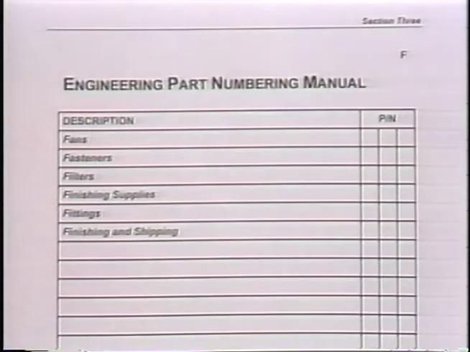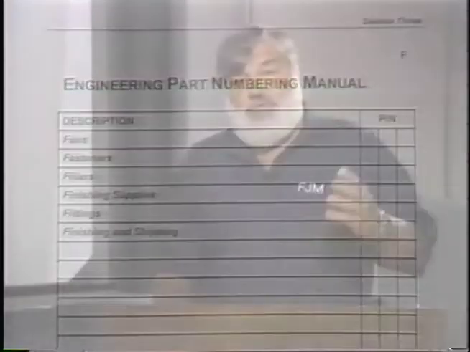Now I'm going to go to the F page, which is page number 5 in this section. And here we have commodities like fans, fasteners, filters, finishing supplies, fittings, and finishing and shipping. So we could add additional commodities to the F page.